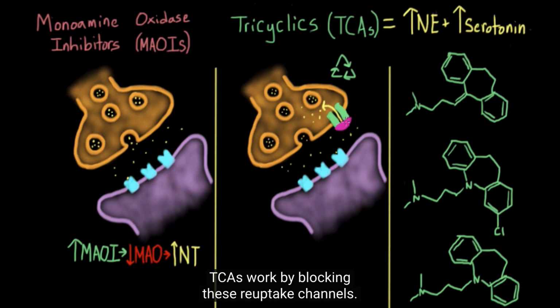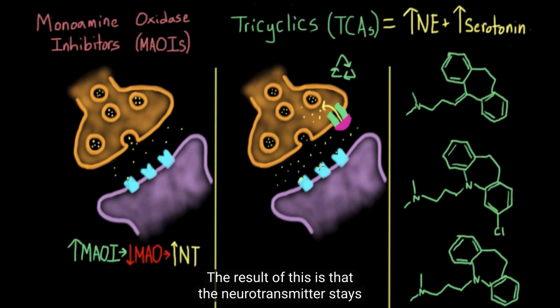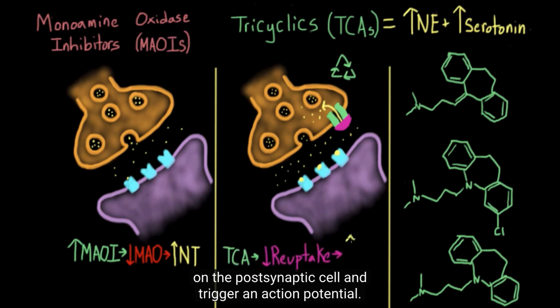TCAs work by blocking these reuptake channels. And the result of this is that the neurotransmitter stays in the synapse longer, which then increases the likelihood that it will dock onto a receptor on the postsynaptic cell and trigger an action potential.